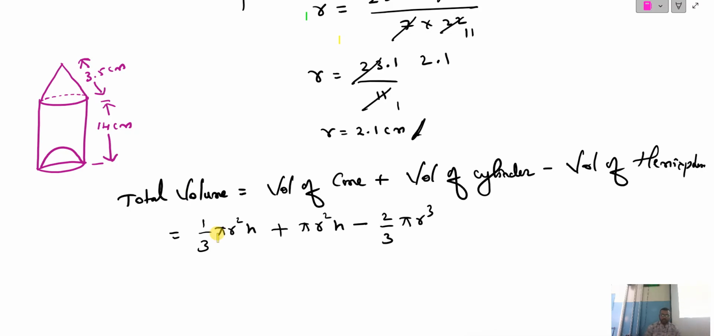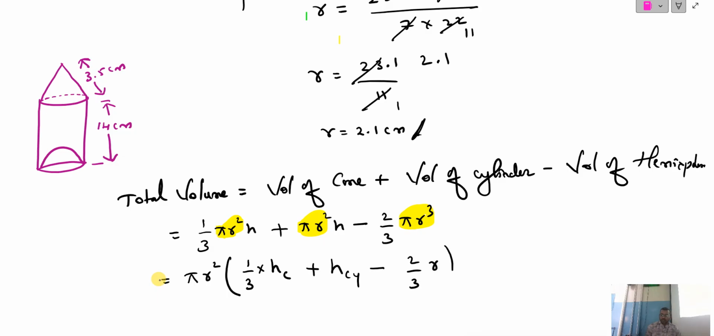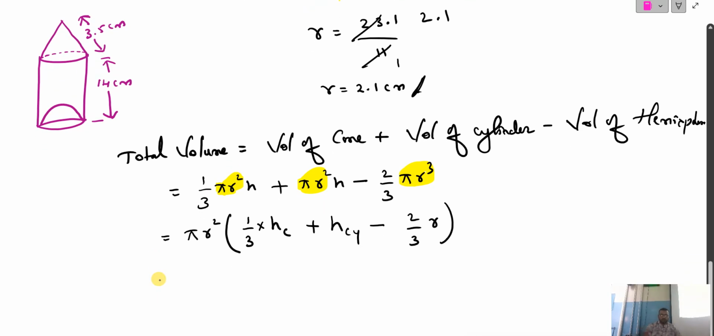As we can notice, we have pi r square on all the sides. Pi r square, pi r square. So we can take pi r square as common. The left out part is 1 by 3 into h. This h is of cone. Plus h. This h is of cylinder. Minus 2 by 3 r, because pi is out, r square is out, only one time of r is left out. Now we can substitute the value of pi as 22 by 7.